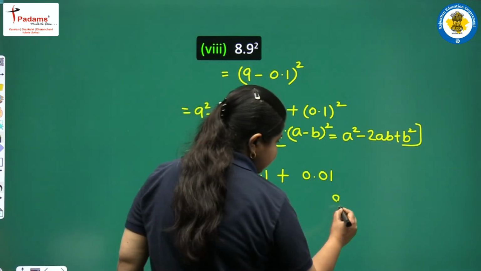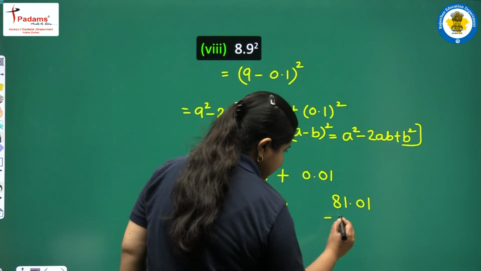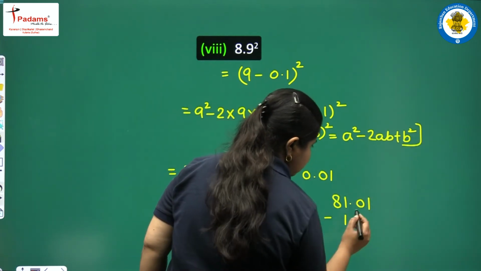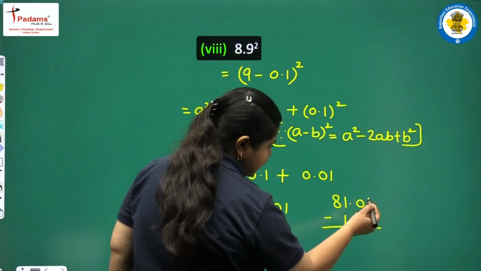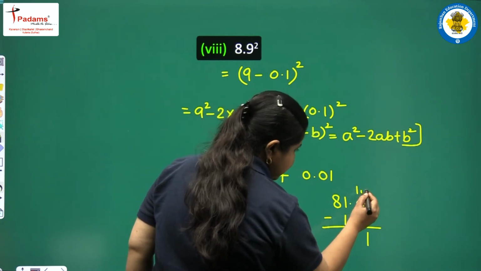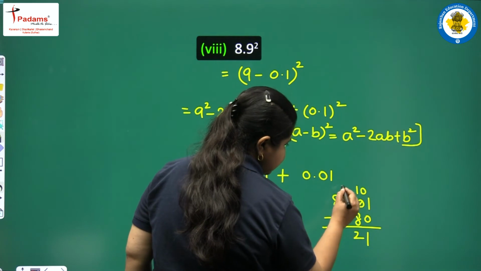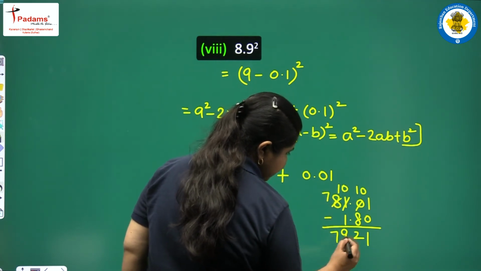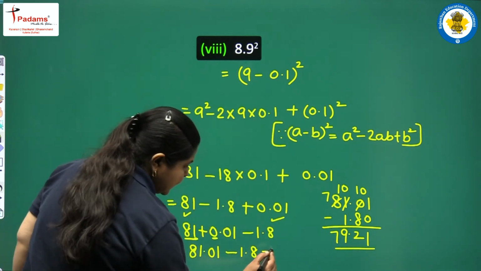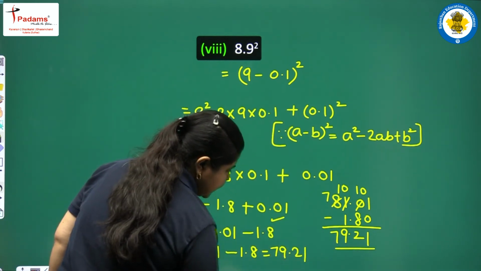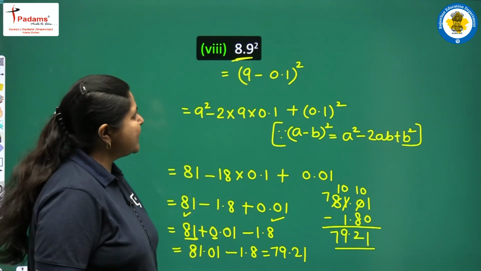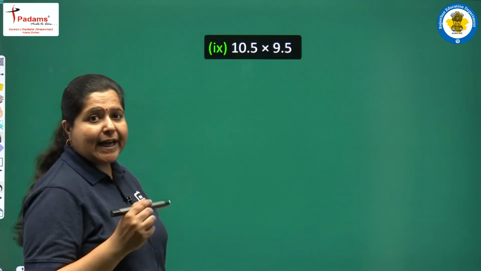सब्ट्रैक्ट करने के लिए 81.01 minus here we have 1.8. Here we can write 0 and now subtract. It will be 1. 10 minus 8 it will be 2. Cancel it 0. Cancel here 7 and it will be 10 minus 1, 9. 79.21 and this is the answer. This is the square of 8.9. Getting it? Next one is this 10.5 into 9.5.